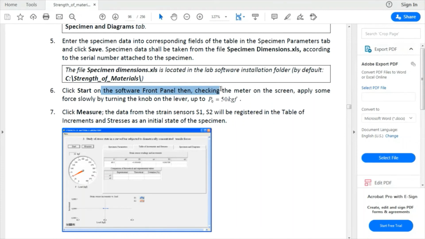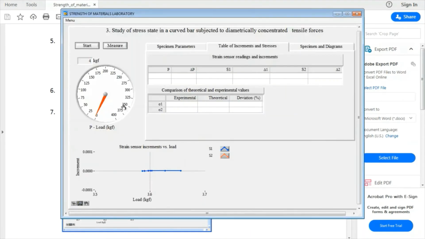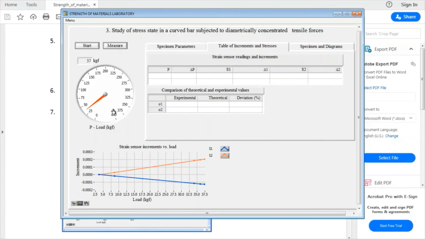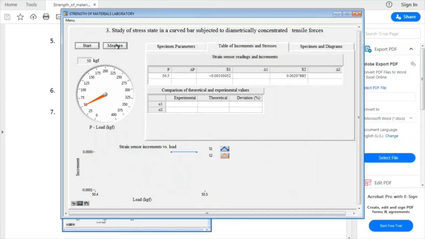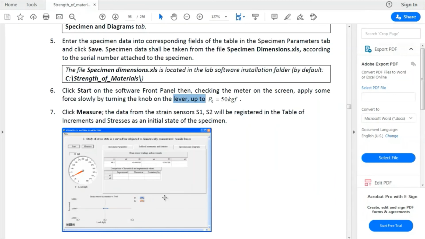We need first to put the meter on a force of 50 kilogram force. So I will apply some tension force until I reach 50 as advised, 49, 50, and I click measure. This is reading number 1, and then again go back to the manual, click measure. We did that.